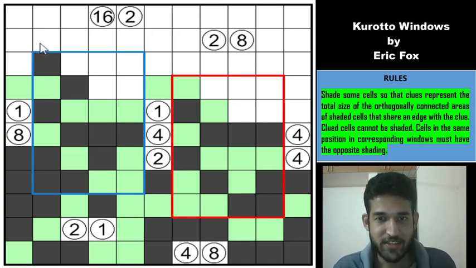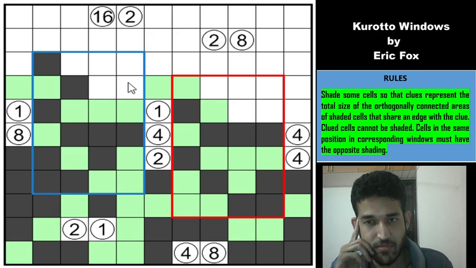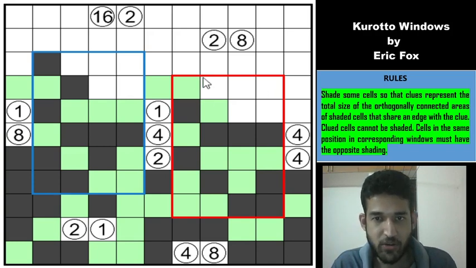So let us go to the top half now. Top half looks more harder. So I'll start by looking at these windows. Maybe this 4 clue has 3 ways to get satisfied, either this cell or this cell. Okay, nothing much here.